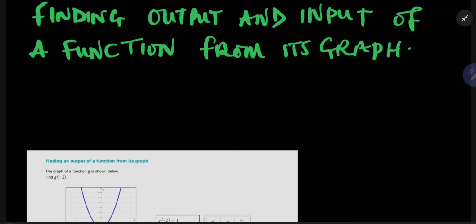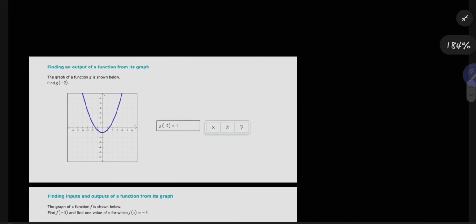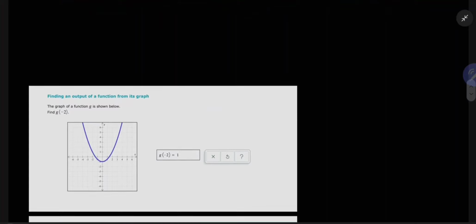We're looking at how to find the output or input of a function from its graph. In our first video in this series, Introduction to Functions, we talked a little bit about this, but in this video with graph samples we'll be finding the output and input of a function from the given graph. So let's start with the first example. So here you have a graph. This is a graph of function g, and it's a parabola.